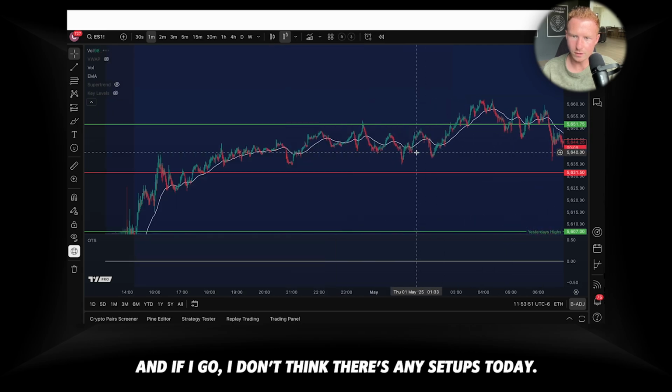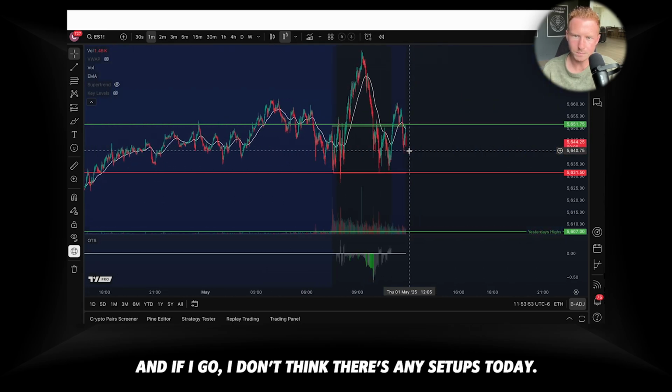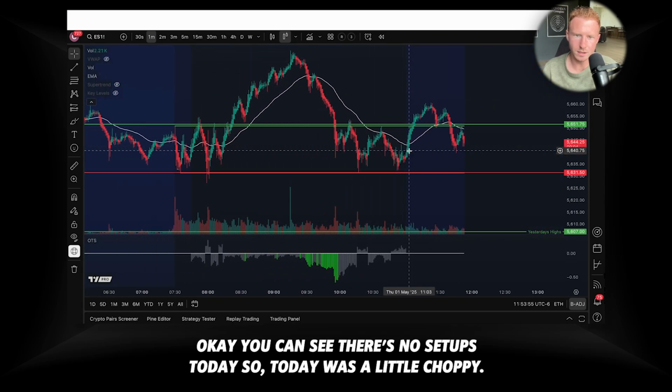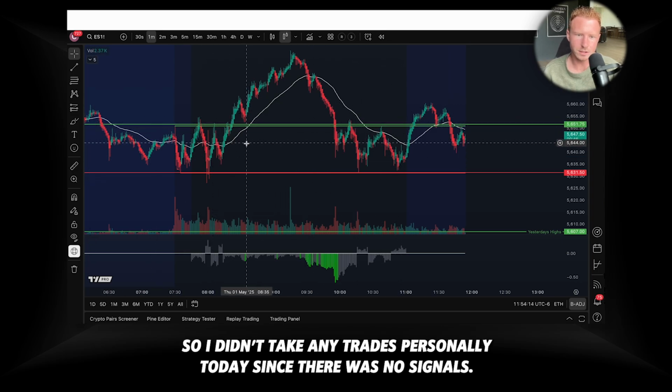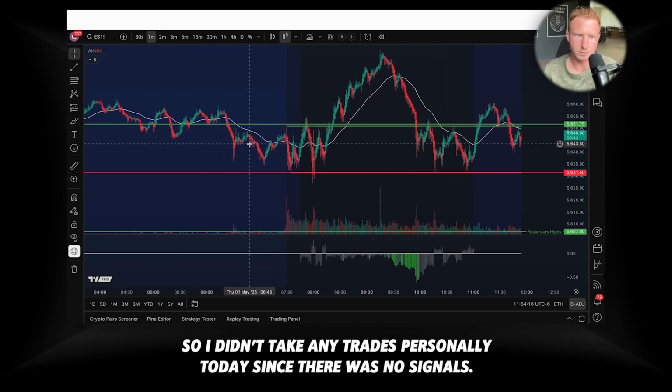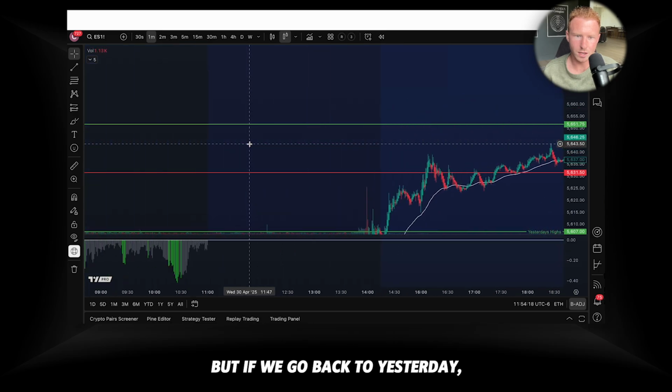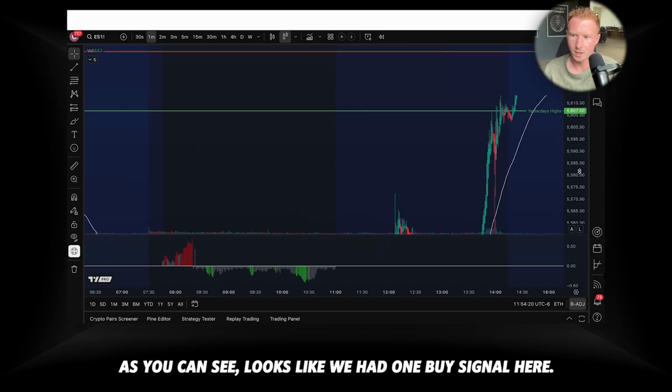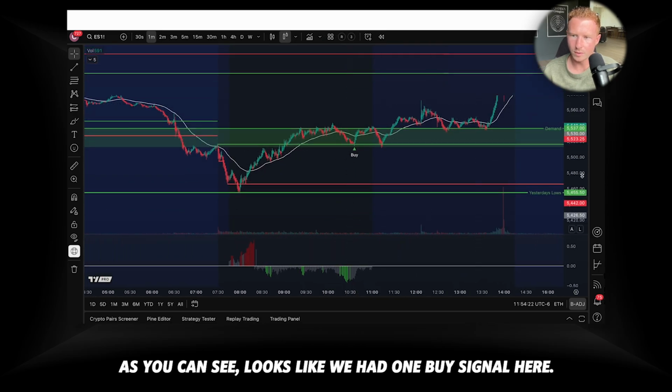I don't think there's any setups today. Okay, you can see there's no setups today. So today was a little choppy, so I didn't take any trades personally today since there was no signals. But if we go back to yesterday, as you can see, looks like we had one buy signal here.